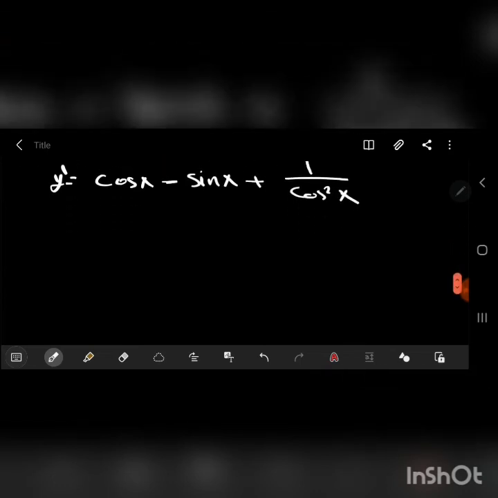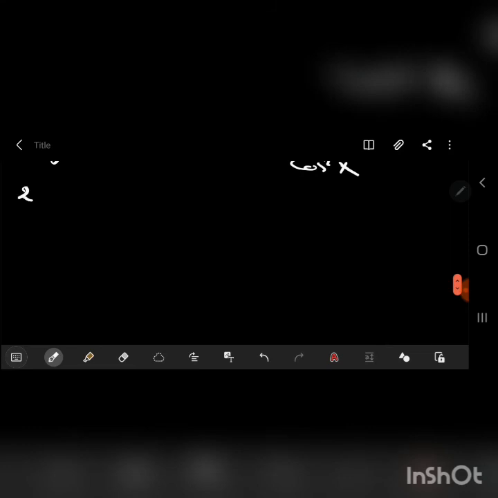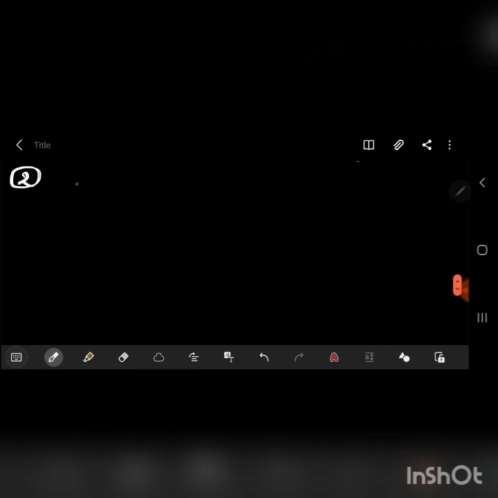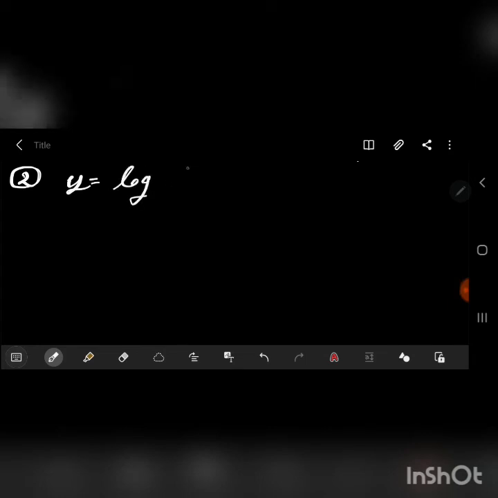Okay, the second one will be y equal to logarithm 3 to the base 5. Okay, logarithm 3 to the base 5.